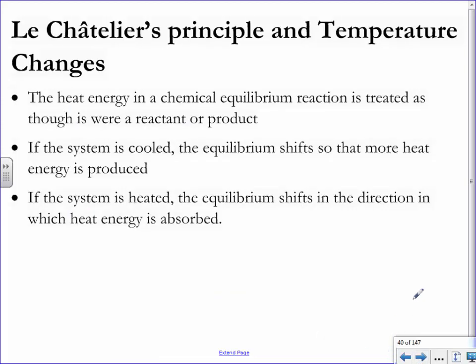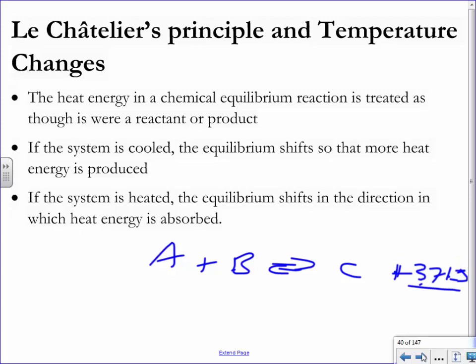Temperature is another one. All reactions are either endothermic or exothermic, right? And in a way, we've learned about this in our first unit, where if I have A plus B equals, say, C, I can either put energy, like, say, 37 kilojoules, I can throw it on this side over here and make it exothermic, or I can throw some energy on this side over here and make it endothermic.